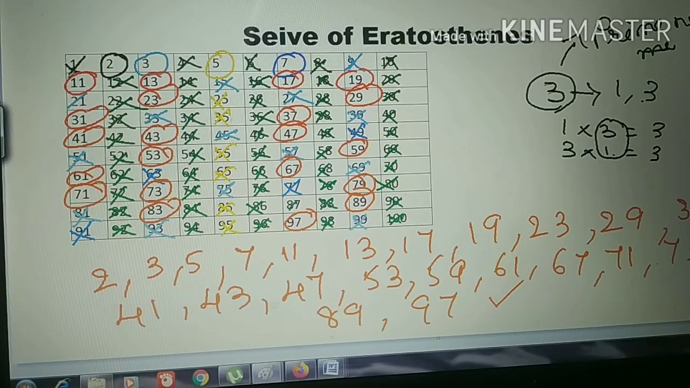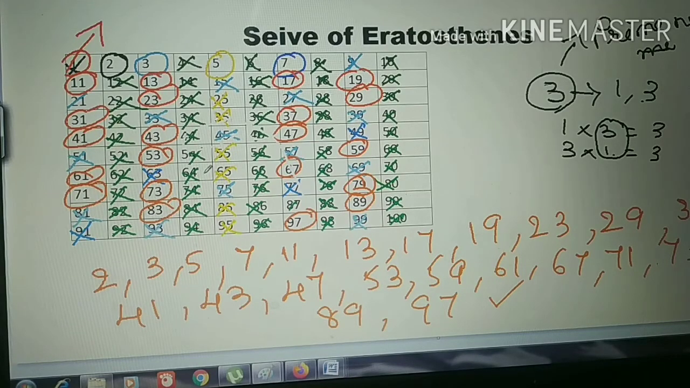So here we crossed out 1 at the beginning, so this number is not a prime number. So what we have learned is that all the encircled numbers are prime numbers. Now what about the remaining numbers? These numbers will be called composite numbers, and 1 is neither a prime number nor a composite number.